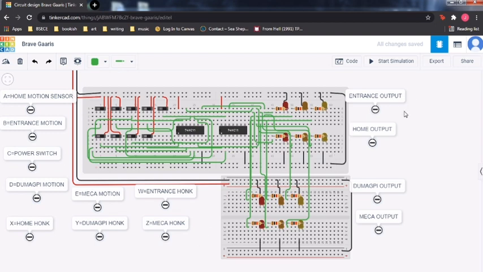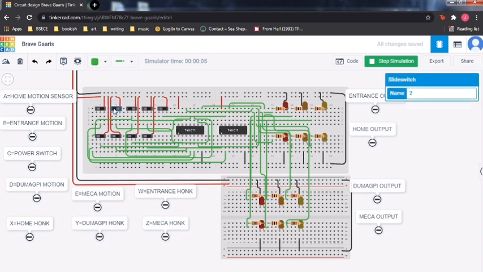Let's try if there is a car at the entrance. For the entrance, first let's switch on the power switch, and that is input C. Input C is on, and then the entrance motion, which is B, and the entrance honk, which is W. As you can see, there is no output for the entrance. The output is focused on the home, the Dumapi, and the Mecca outputs. If the light is red for these outputs, it means the risk of passing through the blind curve is very high.